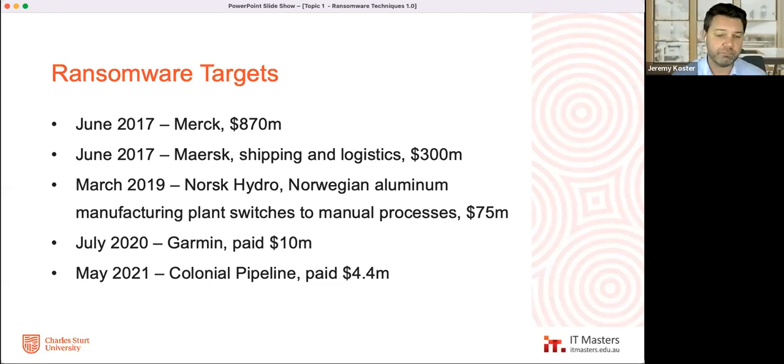In July 2020, Garmin paid 10 million, allegedly, reportedly. A lot of this is very difficult to verify because it's just what's been reported. And part of ransomware is that it happens behind closed doors. There are organizations that come out and talk about ransomware and talk about what happened. And I encourage everyone to grab hold of those discussions or those podcasts or the reports about ransomware, because the more we share about how this occurs, the better chance we have of actually protecting ourselves against it.